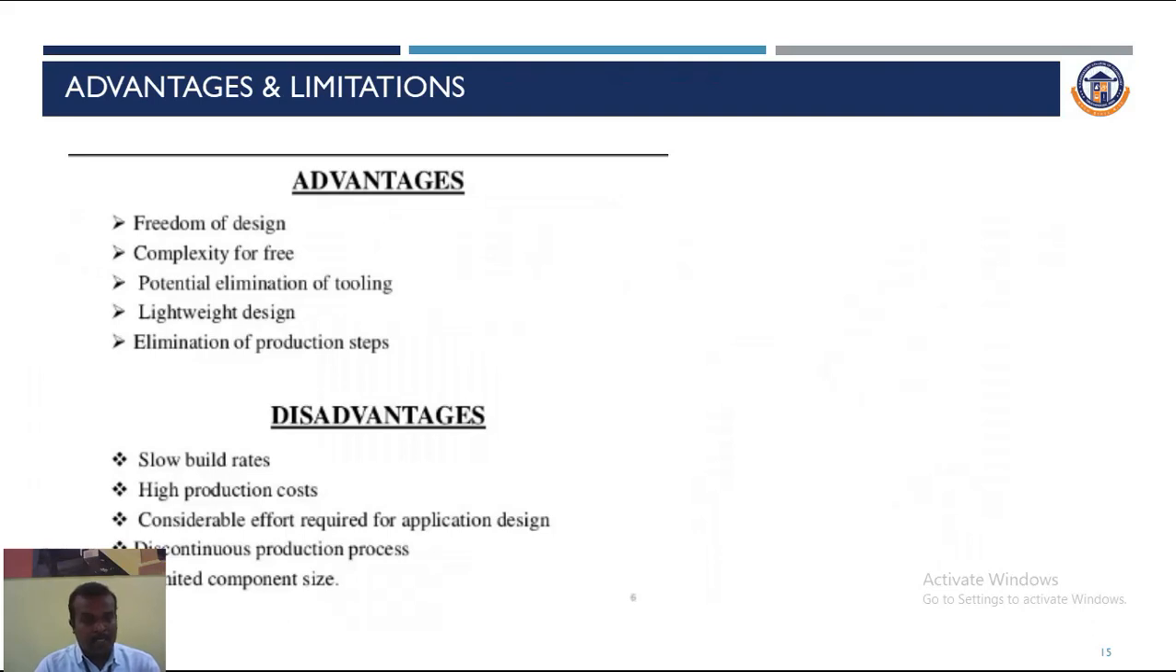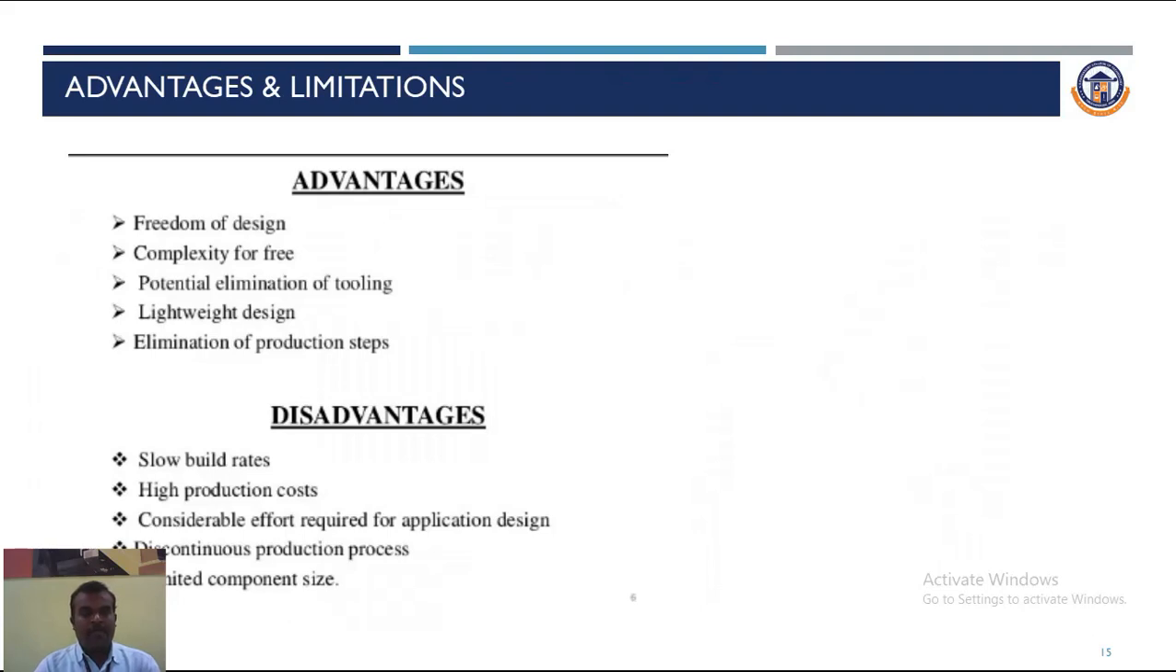And it eliminates production steps. In the conventional machining process, the production steps run from design to quality checking. After the design is approved, based on the design we have to define what processes are involved, which machine is used, and also check the quality. All these things can be eliminated, because in 3D printing they can create a model in a perfect manner. And the limitations or disadvantages are the build rates.